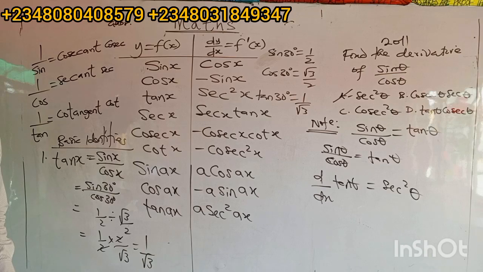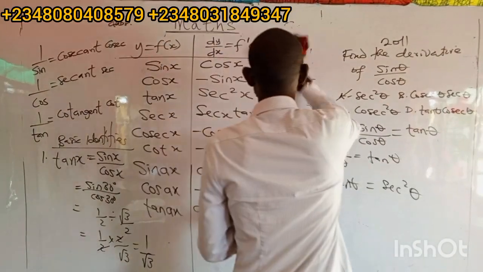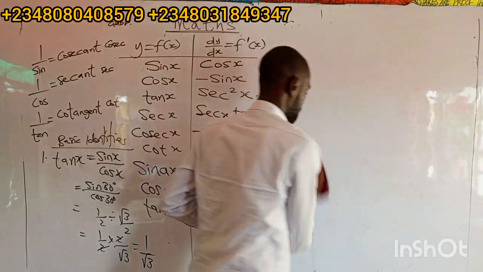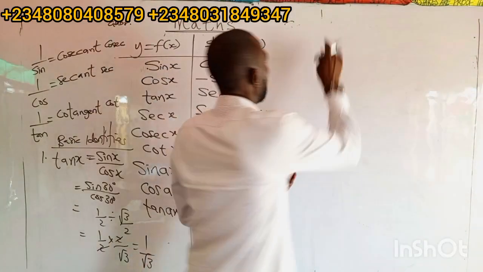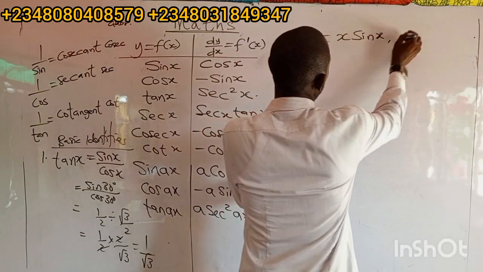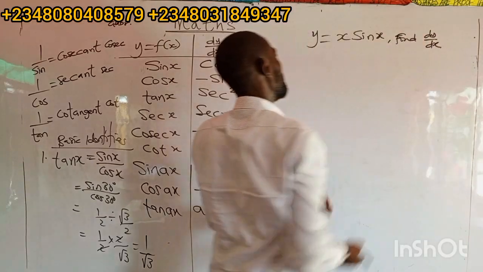If y equals x sin x, find dy/dx. If this is another JAMB question, if y equals x sin x, find dy/dx. I'm going to be using this, so let me mark it up. So we have our y to be equal to x sin x. Find dy/dx. What does it mean?